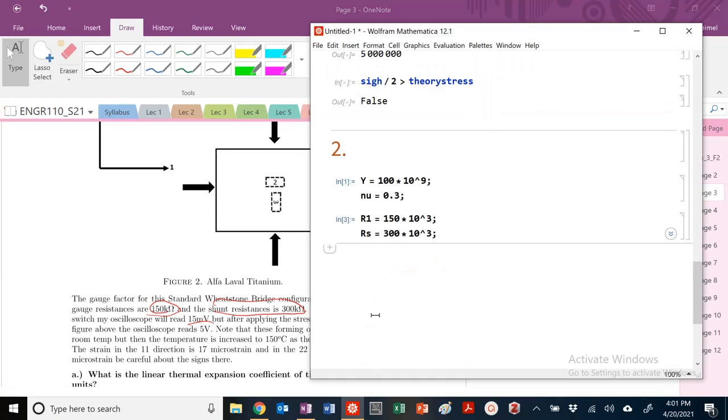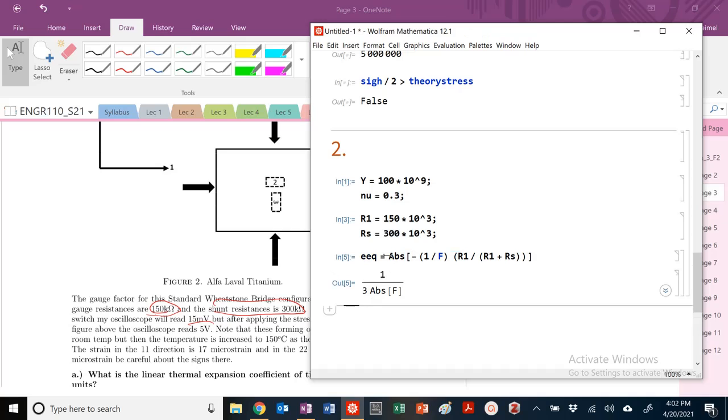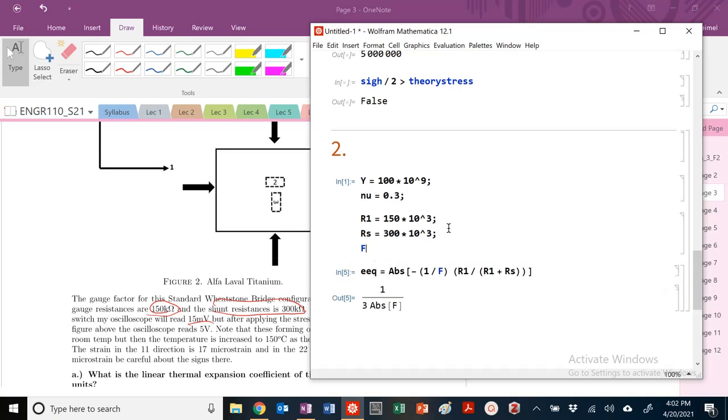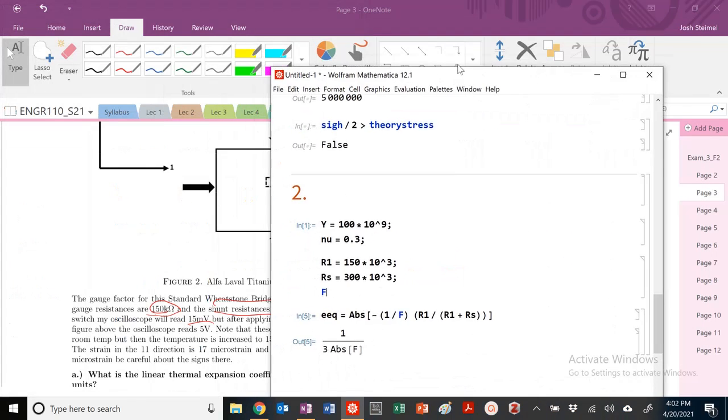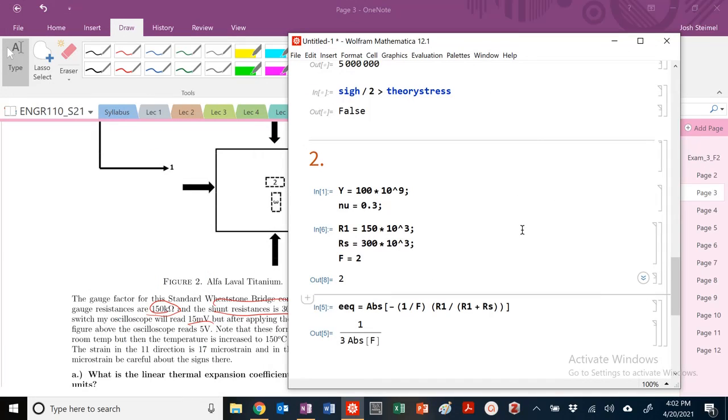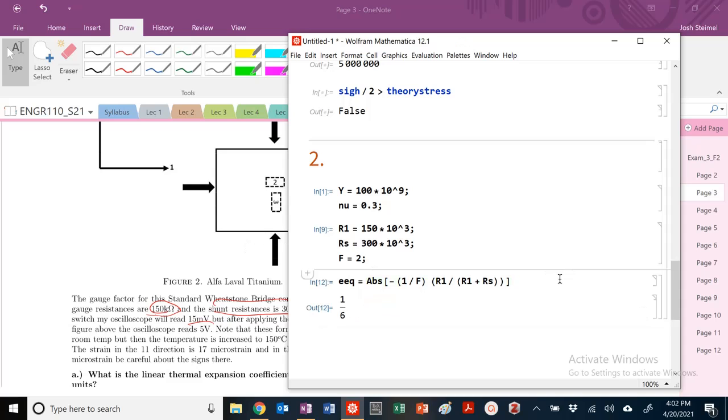So we need to look at our equivalent strain equation. So epsilon EQ is going to be the absolute value of minus 1 divided by F times R1 divided by R1 plus RS. We can confirm this with our expression, and our F is equal to 2. Make sure that's the case. So our F is equal to 2. Let's go ahead and confirm that. Let's press that output, and there we go. Let's just make sure that is the case.